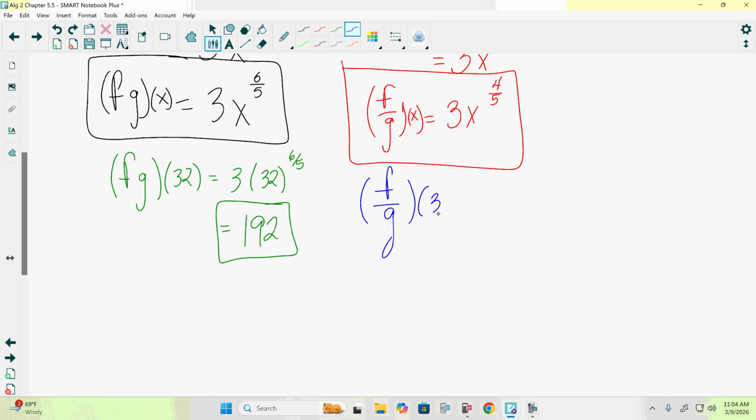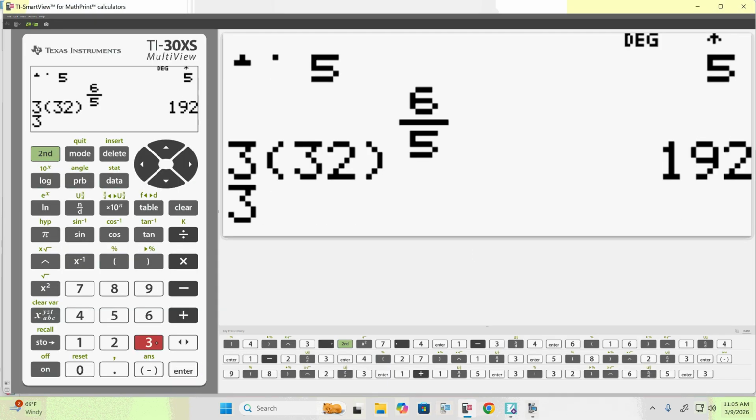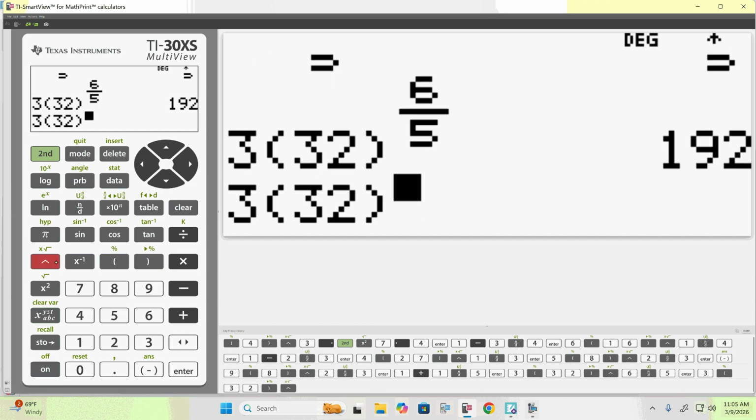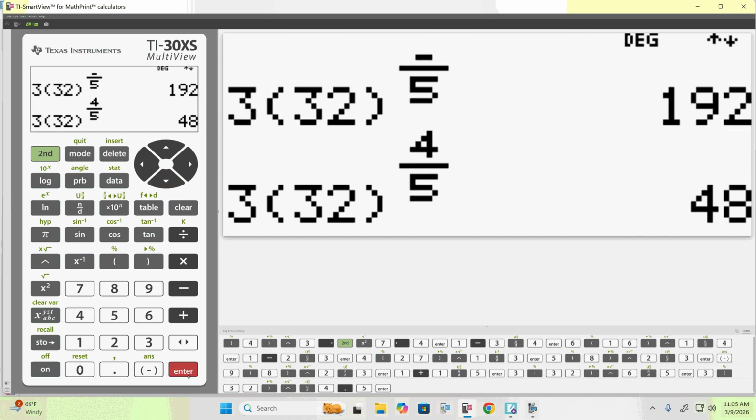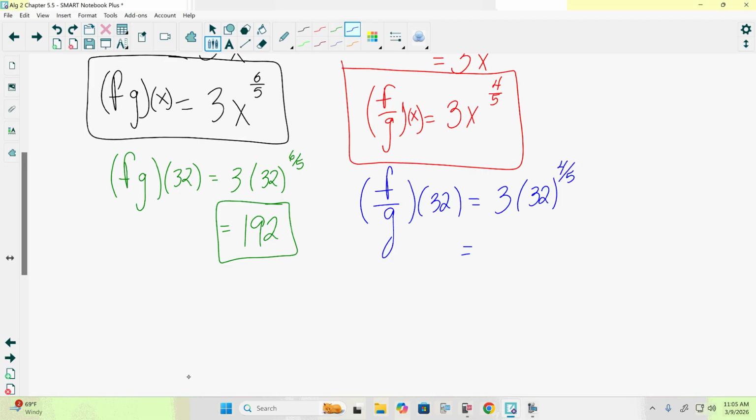Now we also need to do this for our division. 3 times 32 to the 4/5. And again, just like with our multiplication, we can plug it in. 3 times 32 to the 4/5 is 48.